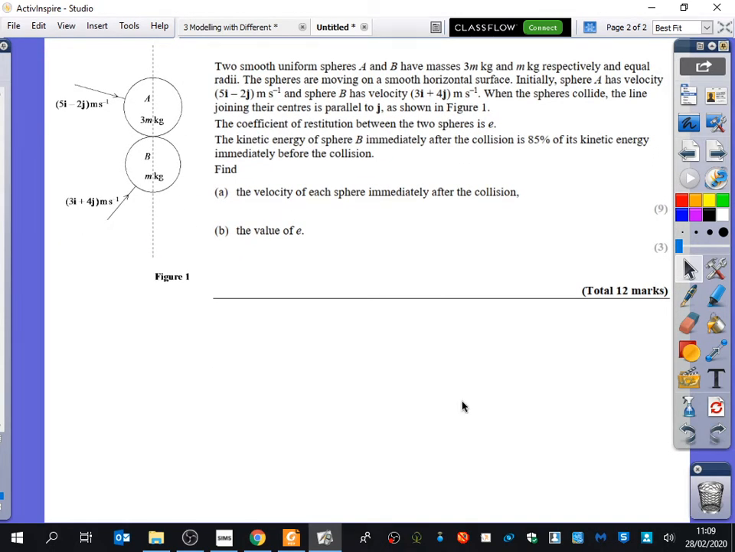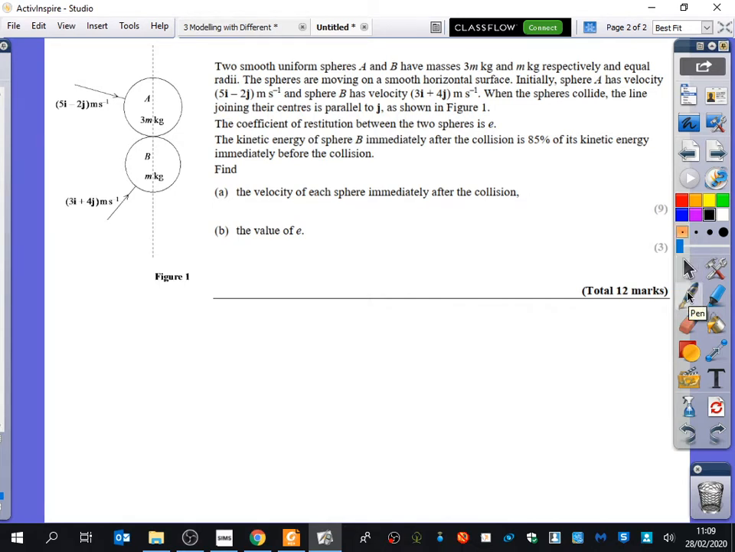Okay, so another collisions one we've got here. Two small smooth spheres, A and B, masses 3m and m respectively and equal radii. The spheres are moving on a smooth horizontal surface. Sphere A has this velocity, sphere B has this velocity. When the spheres collide, their line of centres is parallel to J, as shown in figure 1. That whole paragraph at the top is just figure 1. The coefficient is e. The kinetic energy of sphere B immediately after the collision is 85% of its energy immediately before the collision. Find the velocity of each sphere immediately after the collision and then the value of e.